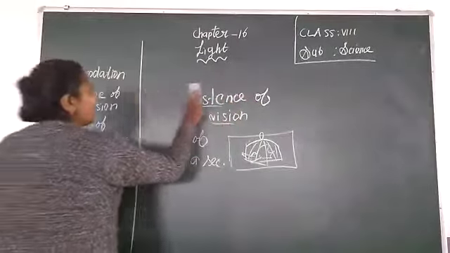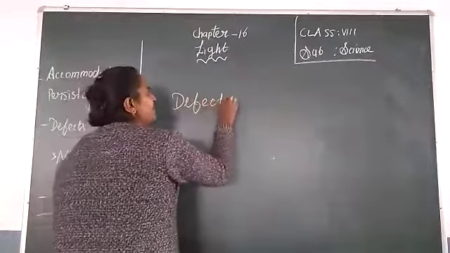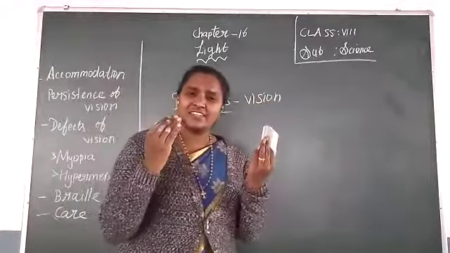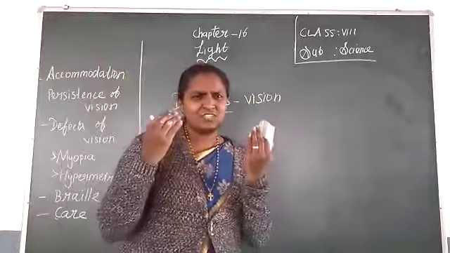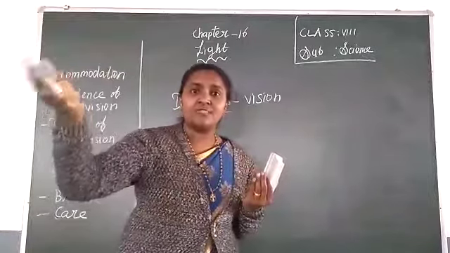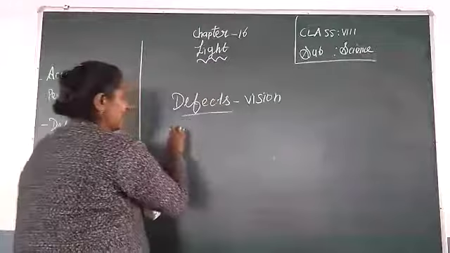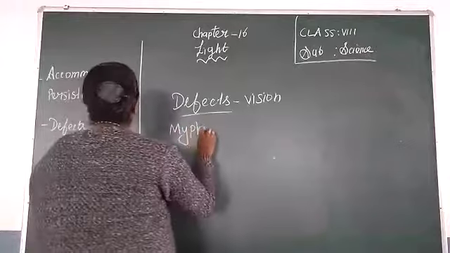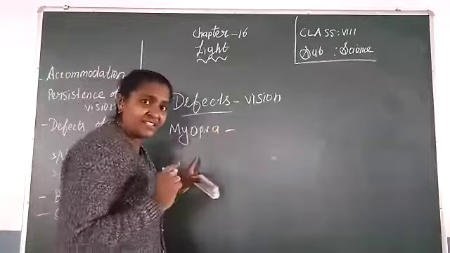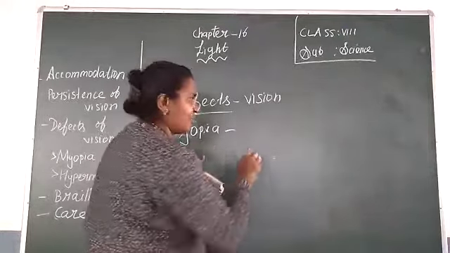The next topic is defects of vision. Some people have short-sightedness, some have long-sightedness. What is short-sightedness? We can see only nearby objects. What is long-sightedness? A person can see long distance objects, but cannot see nearby objects. Myopia is the term for short-sightedness. The other name of short-sightedness is myopia.